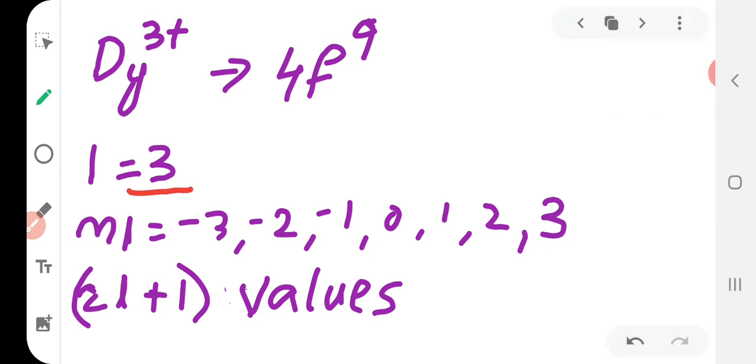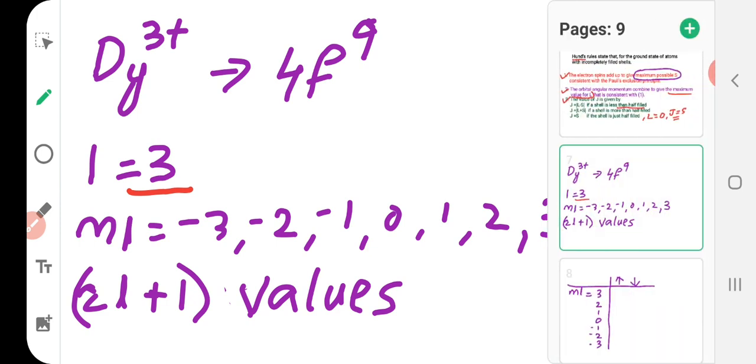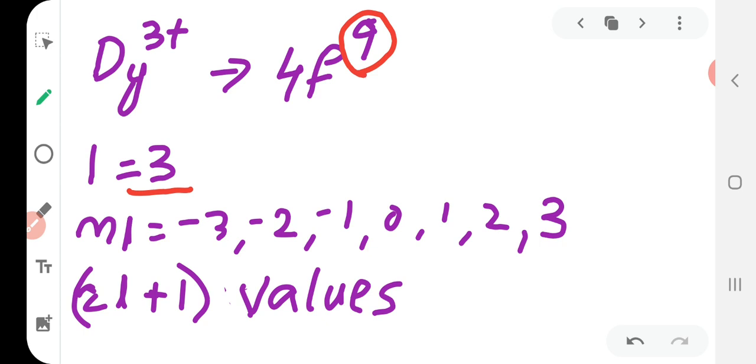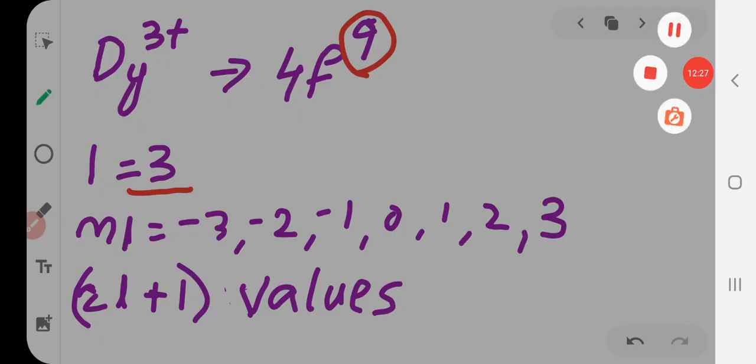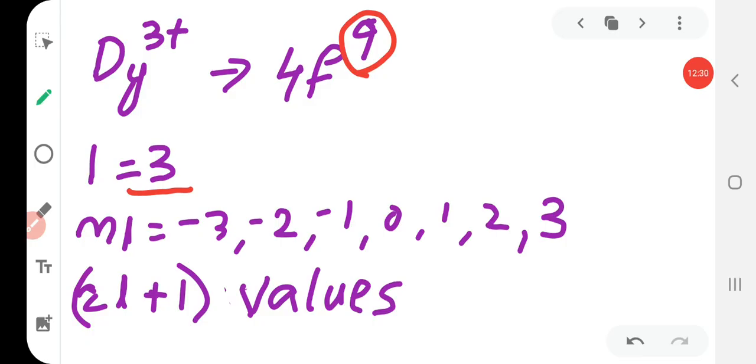Since the L value is 3, what are the possible orientations? There will be 2L plus 1 values, that is 2 into 3 plus 1, so 7 orientations are allowed: minus 3, minus 2, minus 1, 0, 1, 2, 3. That is, there are 7 subshells for the f electrons. How many electrons are in the outermost or valence shell? There are 9 electrons in the 4f shell, and we can see how these 9 electrons are filled.